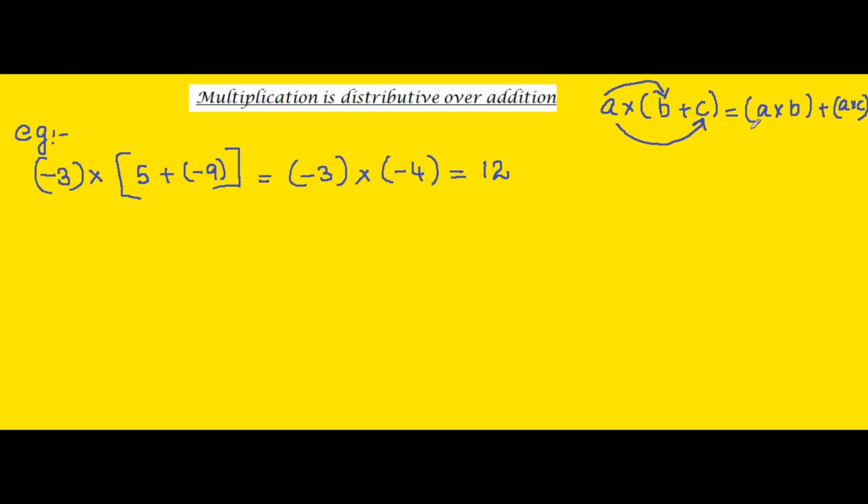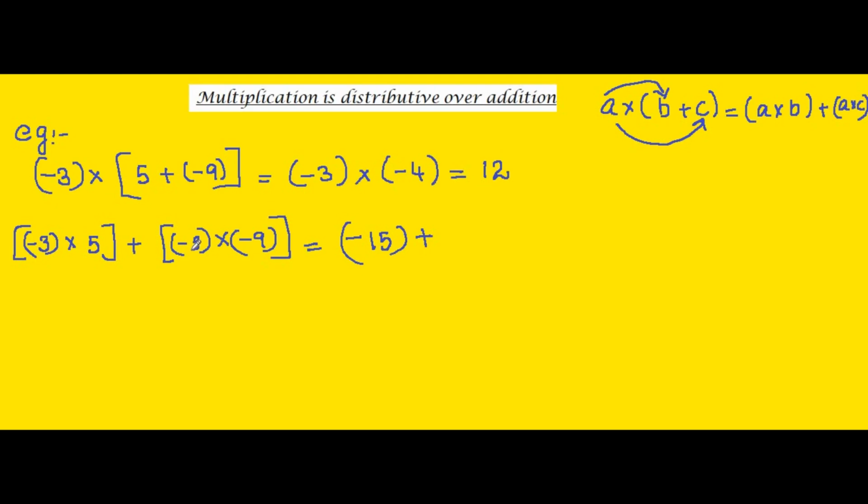Now we are going to check whether it is correct using this one: a times b plus a times c. So let me write like that. I am distributing -3 over 5 and I am distributing -3 over negative 9. Let's try. What is negative 3 times 5? Negative into positive integer, the answer is a negative integer. 3 times 5 it is 15.